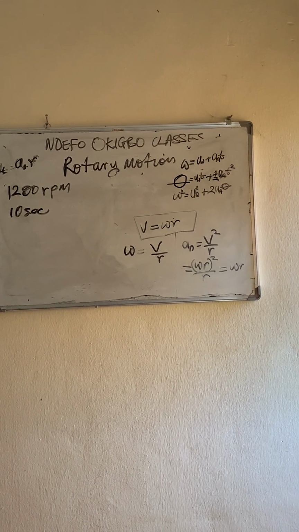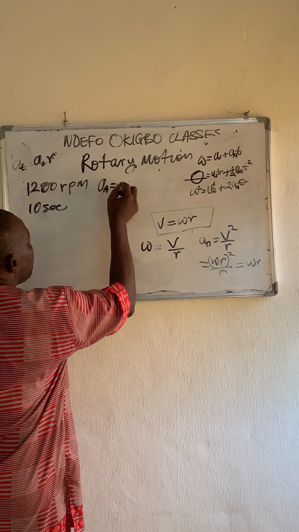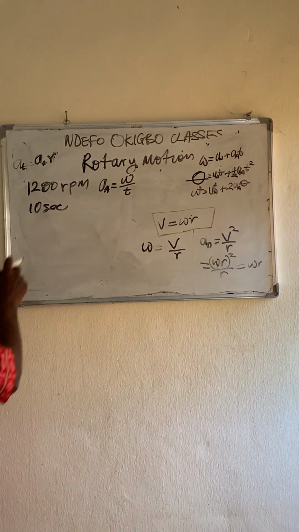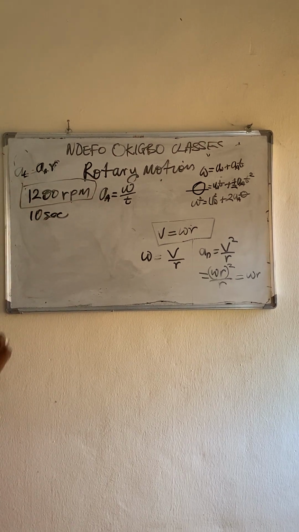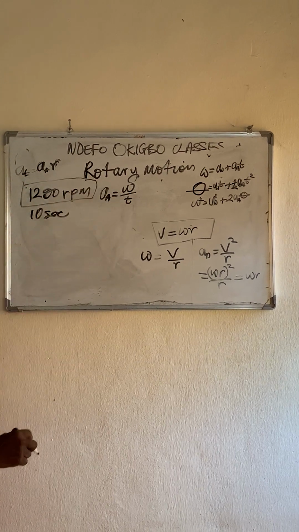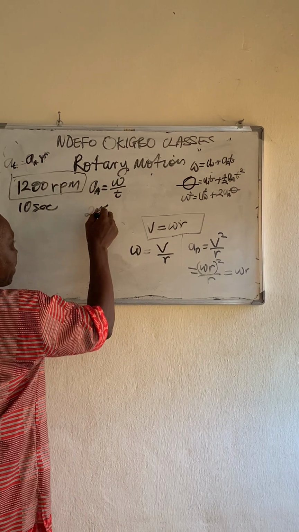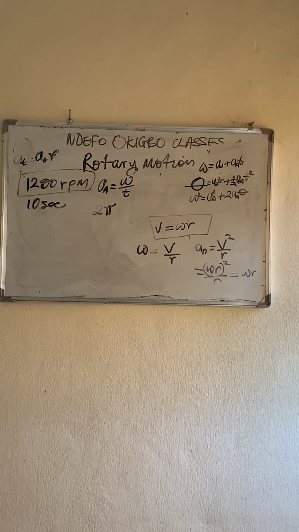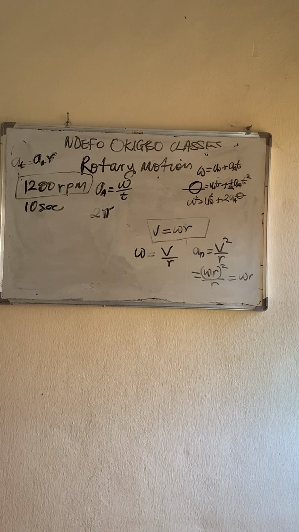The angular acceleration will be equal to the angular velocity over time. This is the angular velocity, and time is in seconds. So this is 1,200 revolutions per minute. And one revolution is 2 pi radian, if you remember.